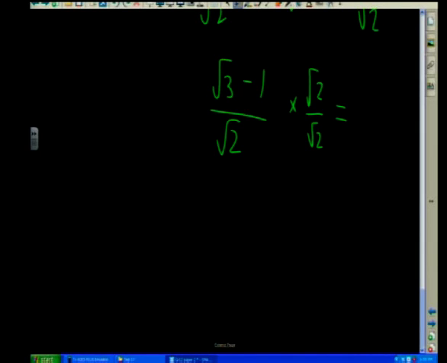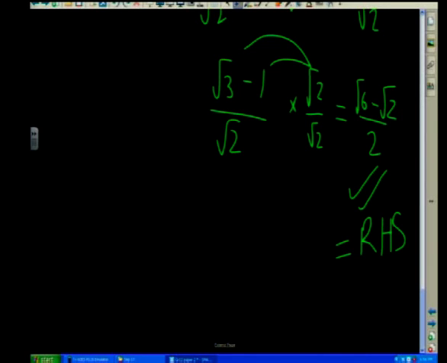Root 2 times root 2 is the root of 4, which is just 2. And in the numerator, we're just going to multiply each term. So we're going to get root 3 times root 2, which is root 6, minus root 2, all over 2. And well done, we now have left-hand side equal to right-hand side. So we have proved the identity.